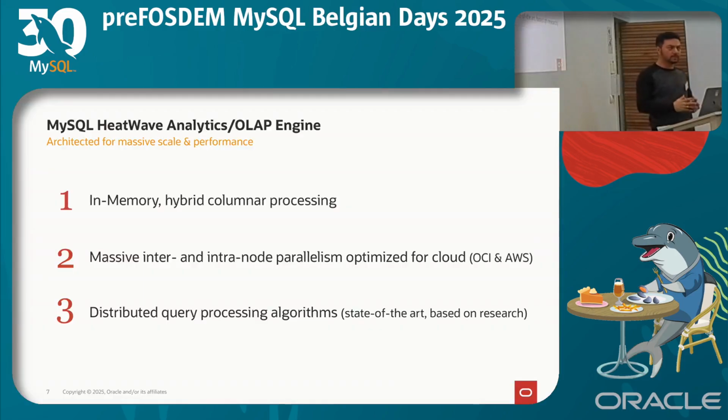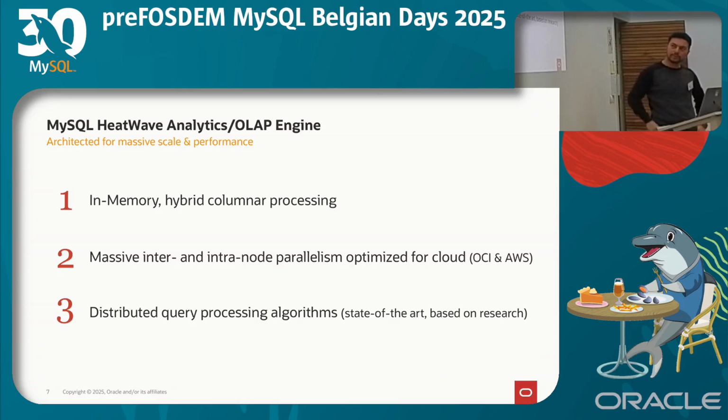Now, what are the three fundamental pillars of the HeatWave system? First of all, it's an in-memory system, so all your data is kept in memory. And it's hybrid columnar processing. So to contrast with MySQL, MySQL is a row store, meaning all the values in a row are stored one after another. In HeatWave, we slice the columns such that all the data that belongs to the same column are stored consecutively to each other.